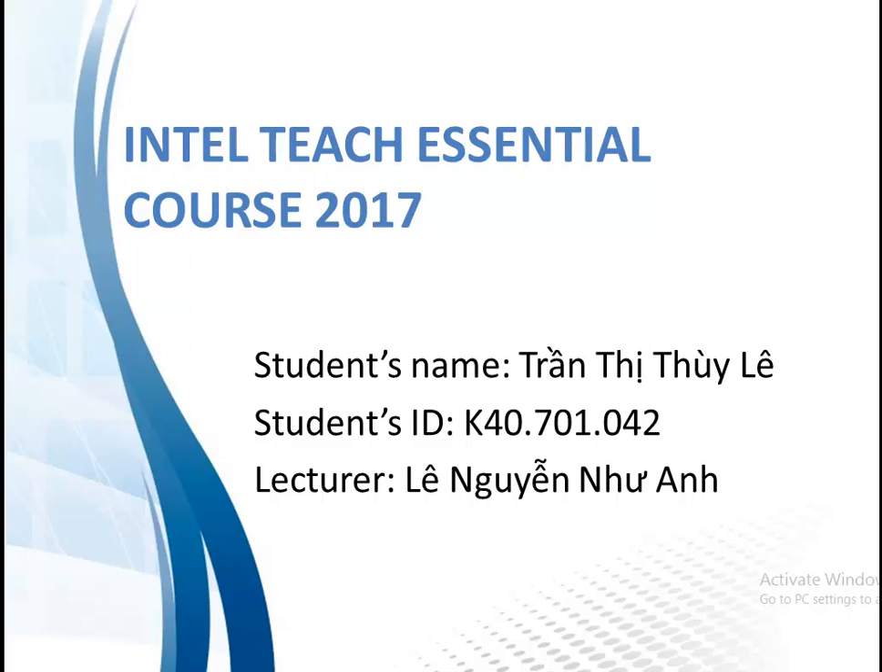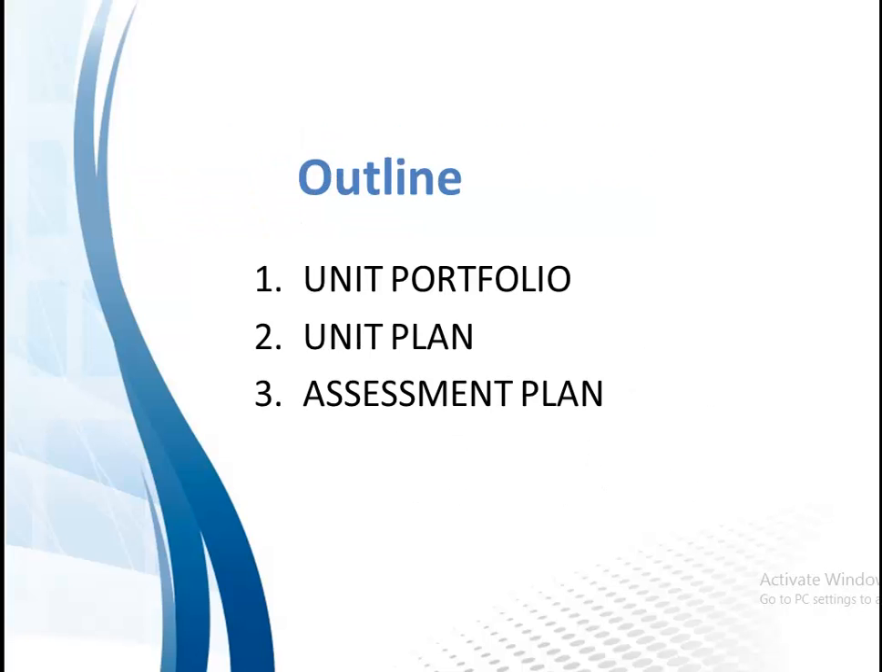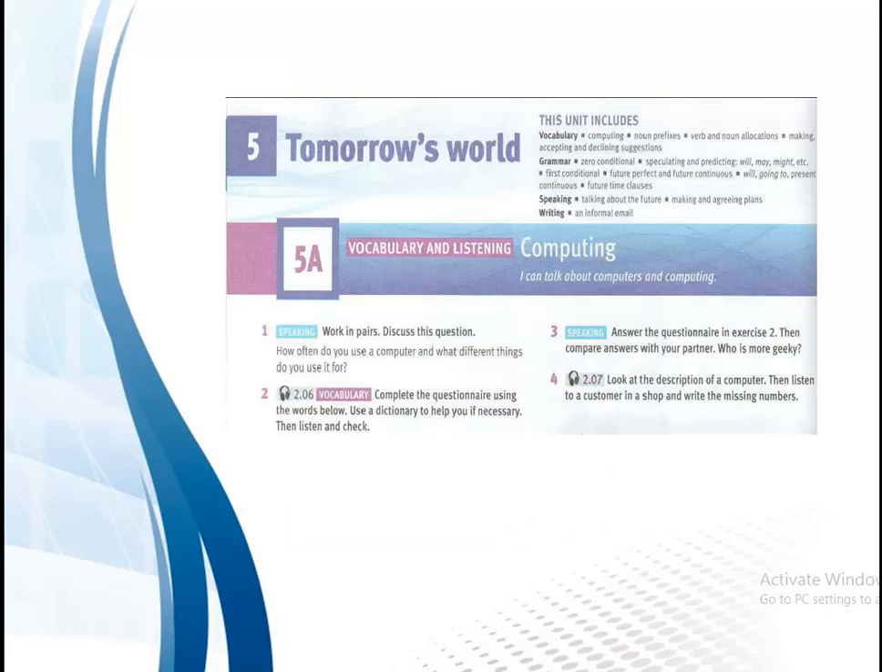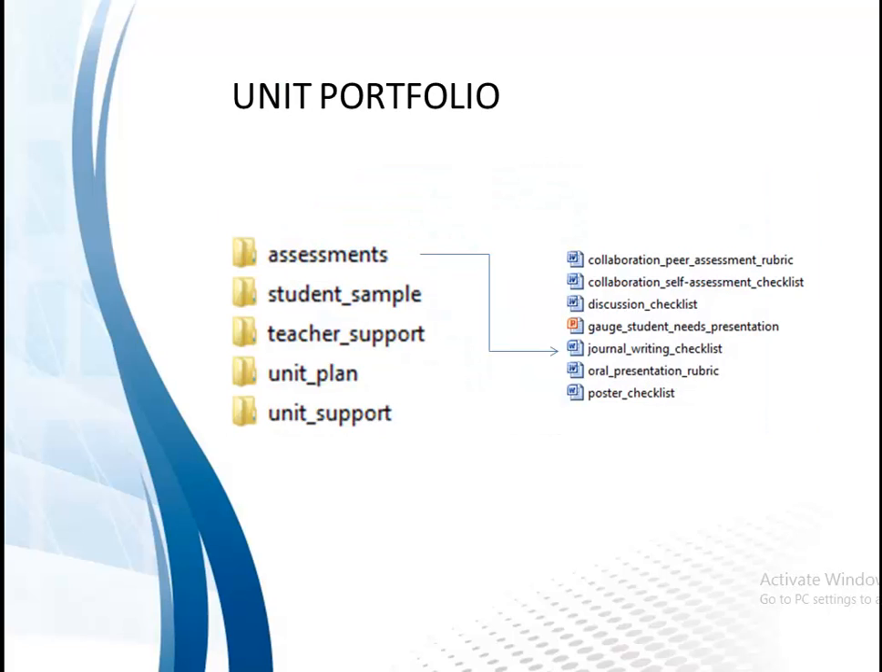My presentation consists of three main parts. First, I'll talk about the unit portfolio and then move on to analyze the unit plan. And finally, I will conclude my presentation with the assessment plan. The coursebook I use is the Solution Intermediate Student Book, and I will show my plan for Unit 5, Tomorrow's World. There are 5 folders in my unit portfolio.